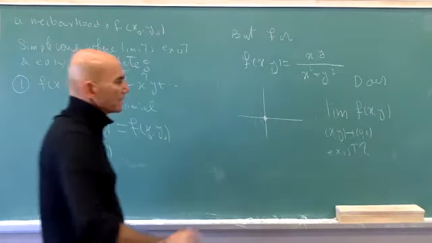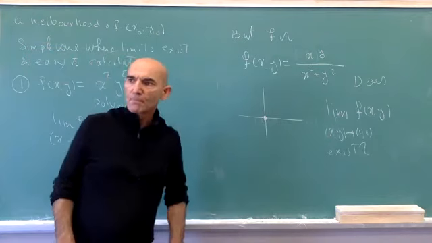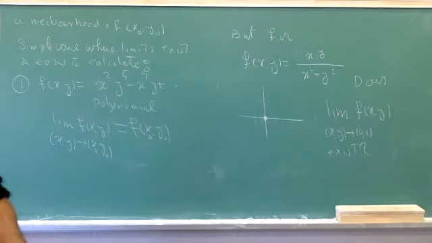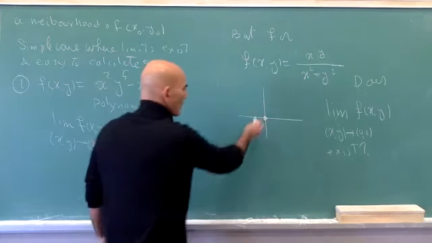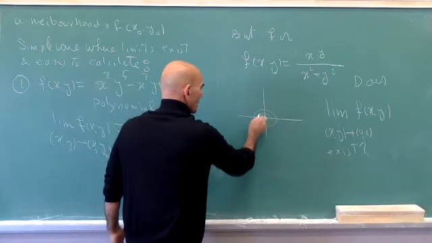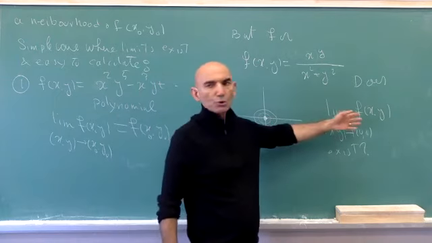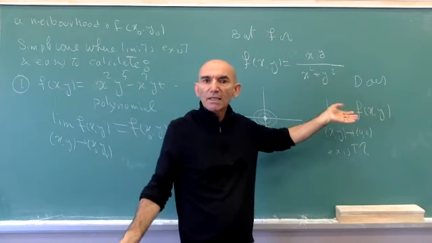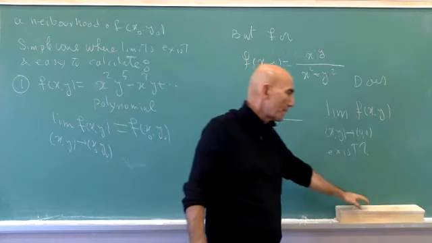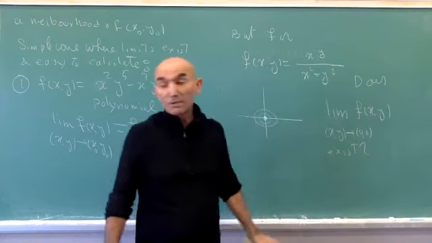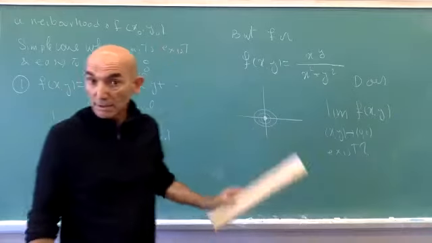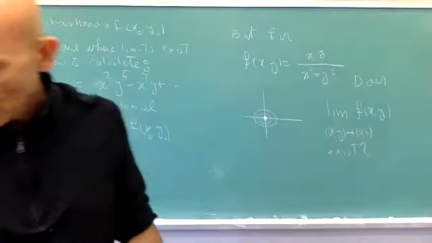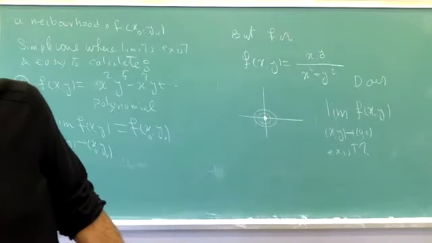Okay, so does this limit exist really or not? If the limit exists, it means that as you get closer and closer to this point, these values should get closer and closer to something. But what that thing could be, that's the question. I claim the limit does not exist. And that's a kind of subtle point here. I say the limit does not exist.